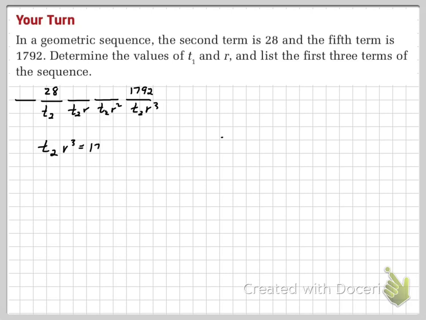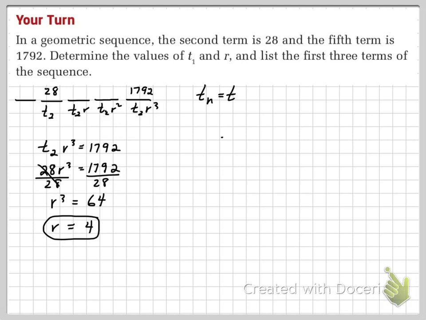Here we have your turn. You can stop it, then complete this. Moving on to the next example.